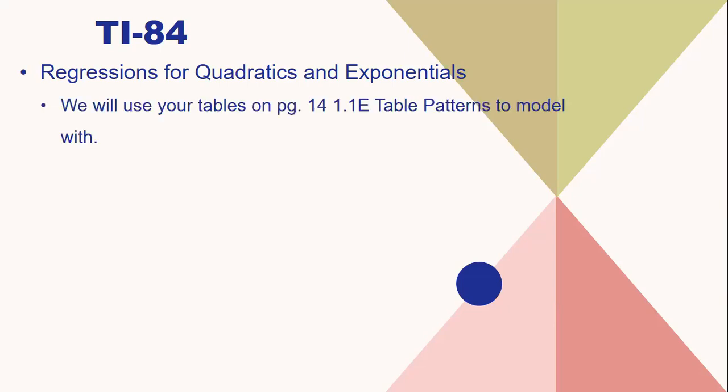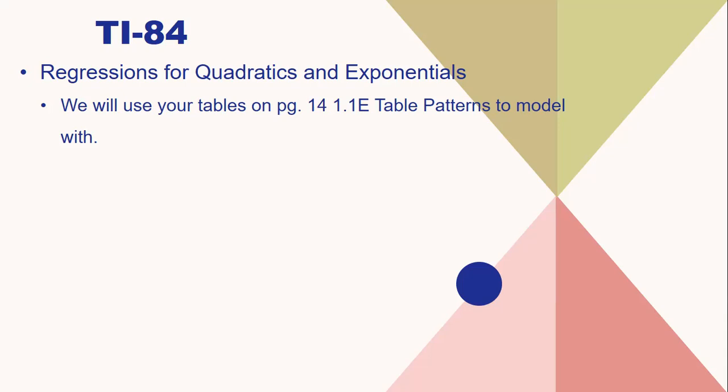You don't have to write this part down. We're going to be using our table pattern notes to look just for tables, so I won't have to recreate tables again. We're just going to use example 1 and example 2 on your table pattern notes. So when I'm putting stuff into the calculator and you wonder where this is coming from, it's coming from here. Does that make sense?